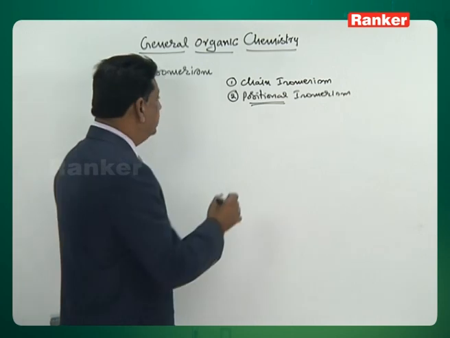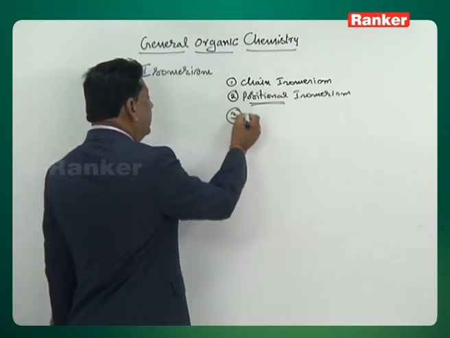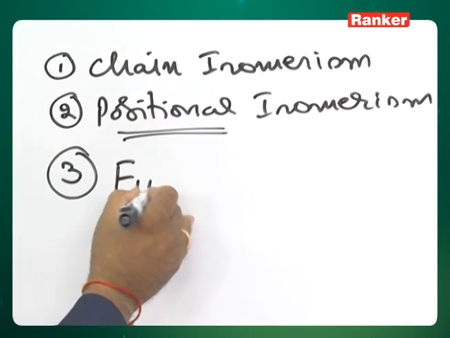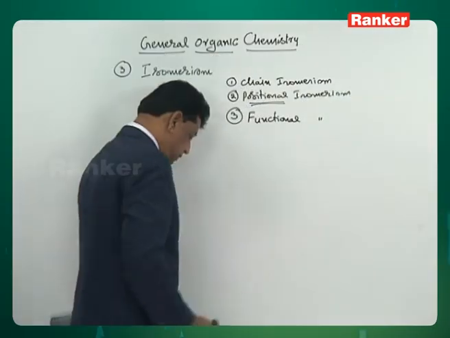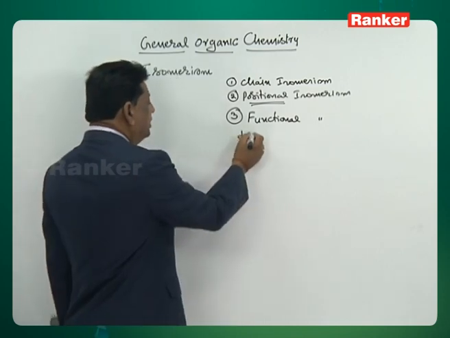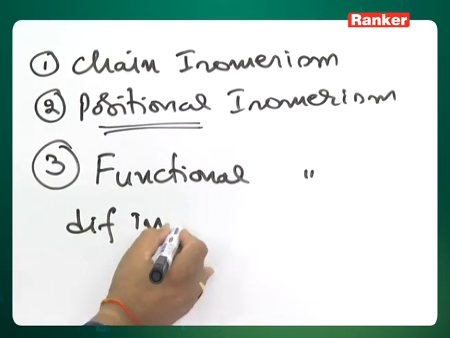Now going to the third type of isomerism, that is functional isomerism. This is because of the difference in the functional group itself.